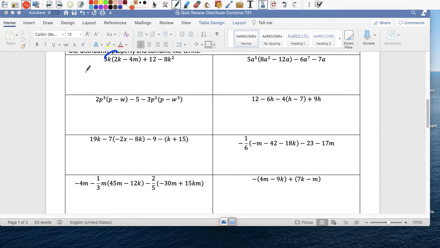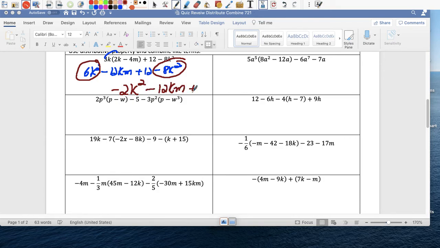So 3k and 2k is 6k squared, minus 3k and 4m is 12km, plus 12 minus 8 squared. Let's combine the like terms. So I can combine this fellow with this fellow. I can get negative 2k squared. And then the rest don't combine with anybody, right? Because they're all different.